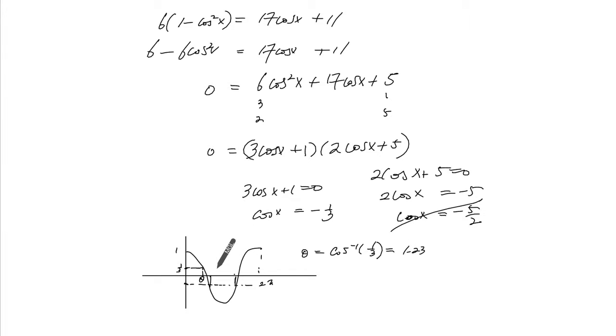1.23 radians, which means this one here is going to be, by symmetry, pi minus 1.23. And this one here is going to be pi, you move right from pi, plus 1.23.